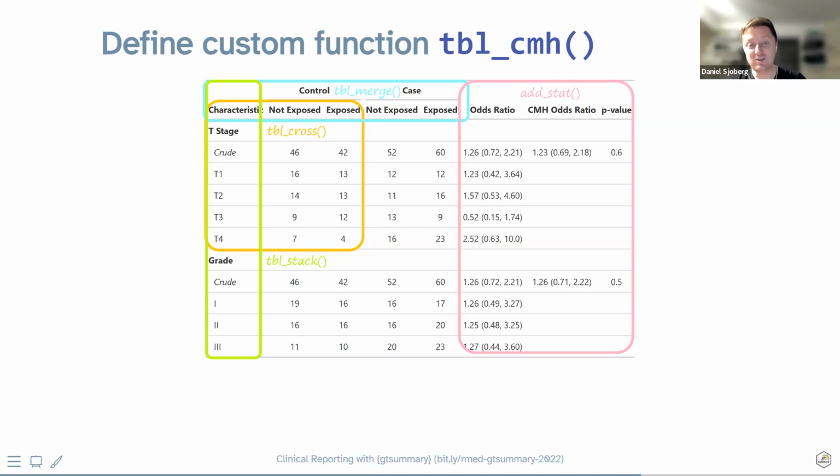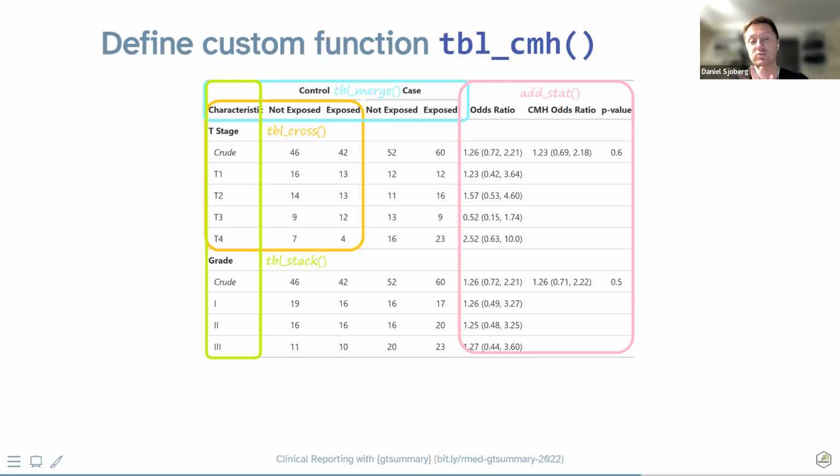Then you can use tbl_stack to stack all of those things together. Then you can use add_stat to add any custom statistic that you want. And those custom statistics that we decided to add were the univariable odds ratios, or the stratified odds ratios, and then the adjusted Cochran-Mantel-Haenszel odds ratio with the p-value. So to be able to construct this table was a shockingly minimal amount of code.